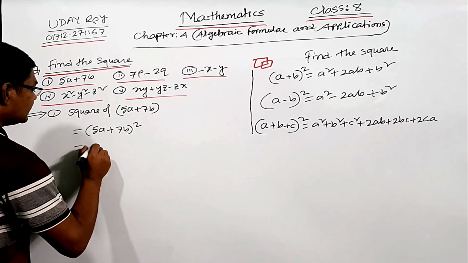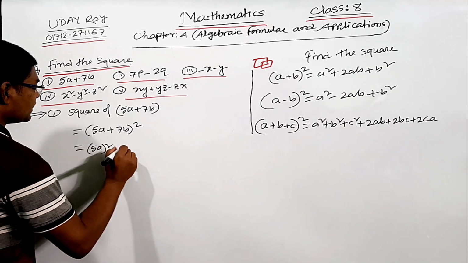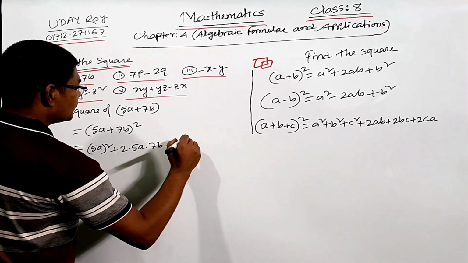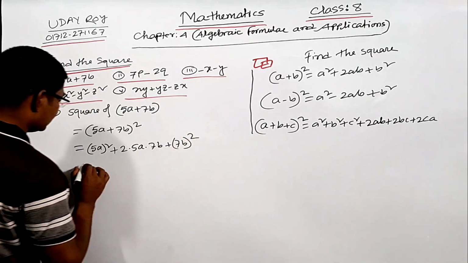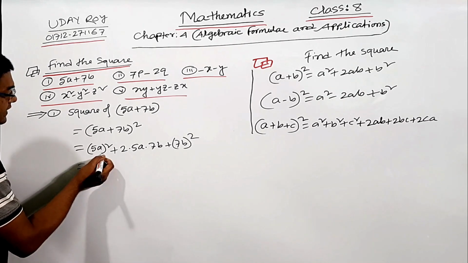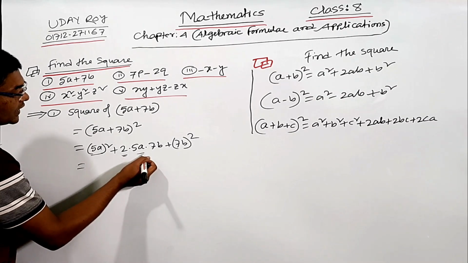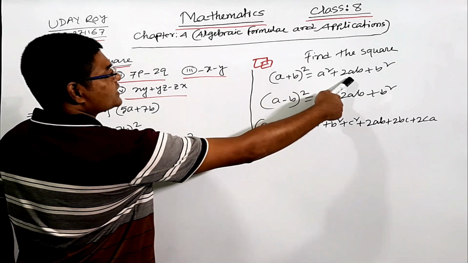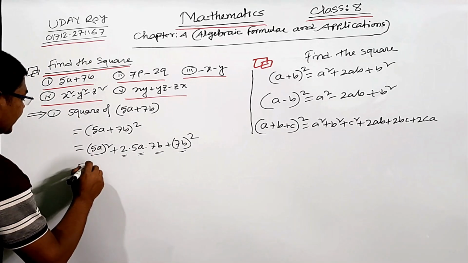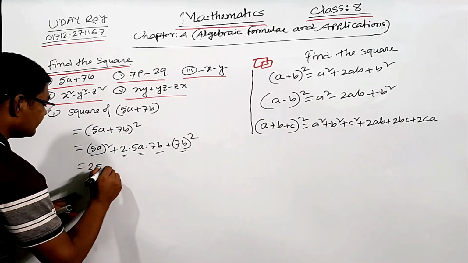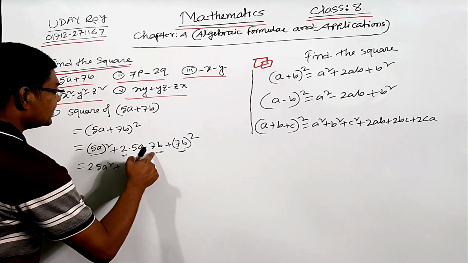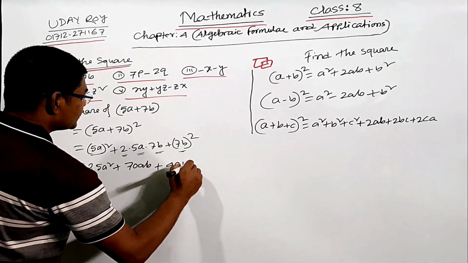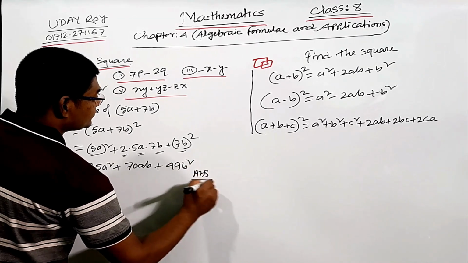So we will get a square plus 2ab plus b square. So we have got this is a square, here is 2ab plus b square. You can see here a square plus twice ab plus b square. So we will get 25a square, 5 tens are 10 into 7, 70ab plus 49b square.